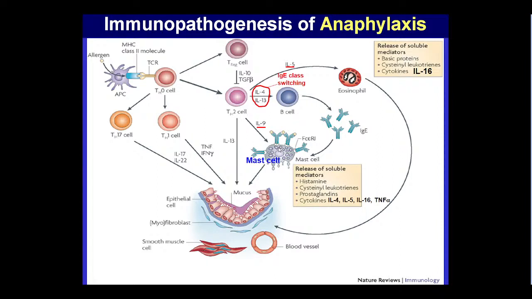that causes degranulation of mast cells with the release from mast cells of biologically active substances: histamine, cysteine, leukotrienes, prostaglandins, and a variety of cytokines, interleukin 4, 5, 16, tumor necrosis factors. All these substances are released from the activated mast cells.